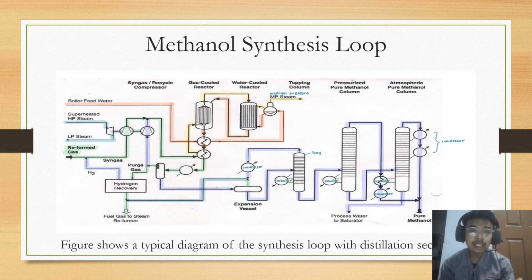This is the figure for the methanol synthesis loop with distillation sections. As you can see, it is divided into six parts: the syngas recycle compressor, the area for gas cooled reactors and water cooled reactors, the topping column, the pressure pure methanol column, and lastly the atmospheric pure methanol column. So there are six of these parts in the methanol synthesis loop.